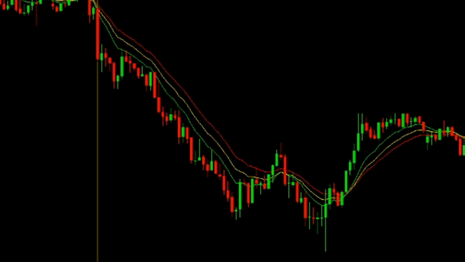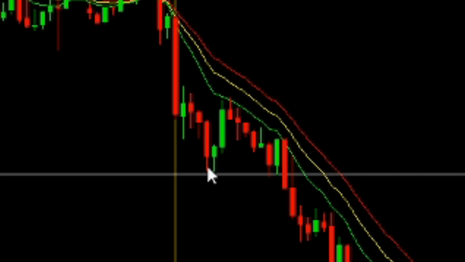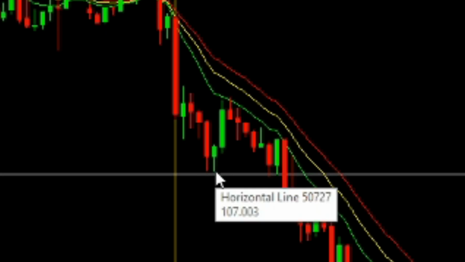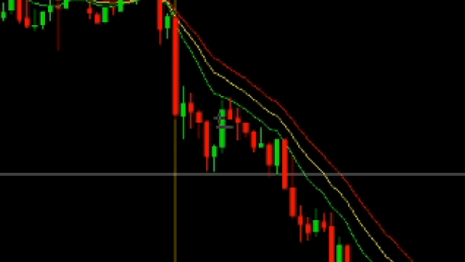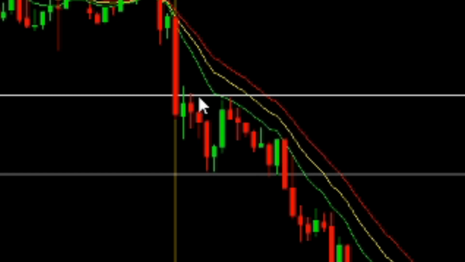Then we mark the lowest. We can use up to this one, but I'm using a few pips below the wick. And 1, 2, 3, 4, 5, this one. So from all these 5 candles, this is the highest. But sometimes the highest comes from here, like this one. But since this is the one that touched, this is the highest one.